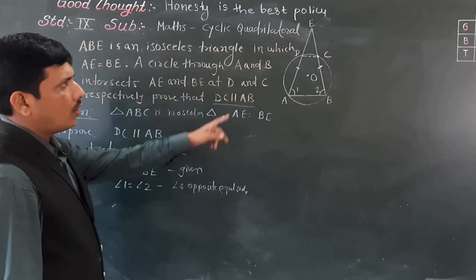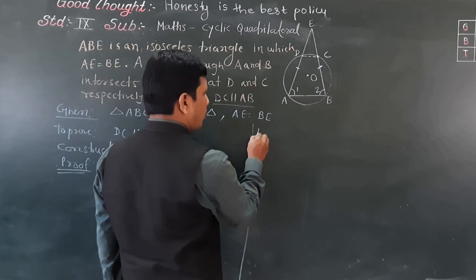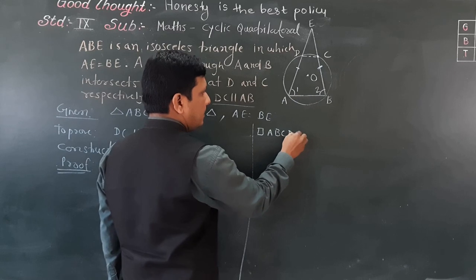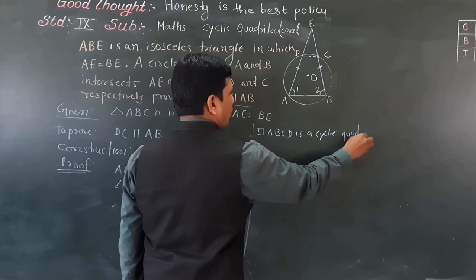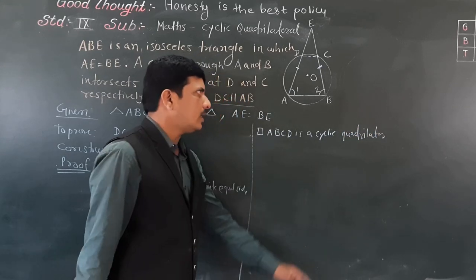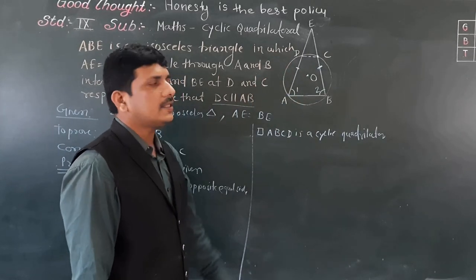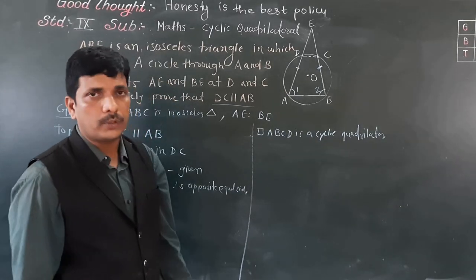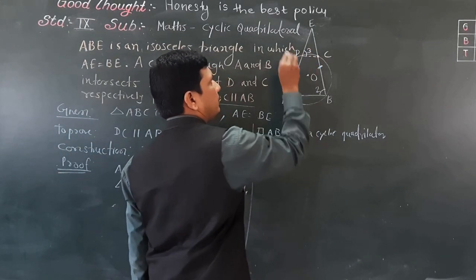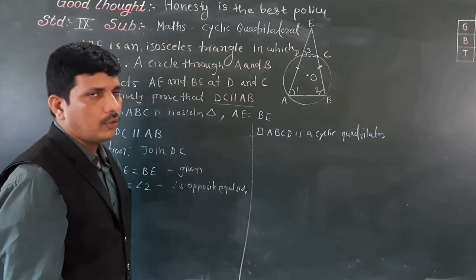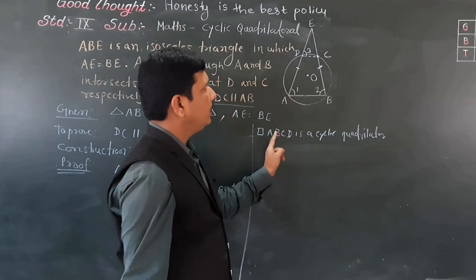Understood? Now quadrilateral ABCD is a cyclic quadrilateral. Why a cyclic quadrilateral? Because all the points are on the circumference and a quadrilateral is formed. So ABCD is a cyclic quadrilateral. Here we need to think about the properties of a cyclic quadrilateral. Let me call this angle 3. According to the exterior angle property of a cyclic quadrilateral, ABCD is a cyclic quadrilateral.